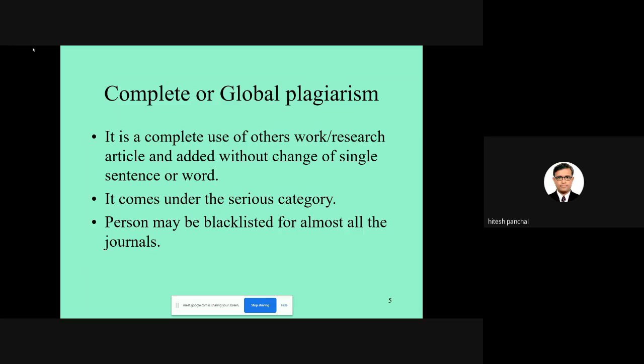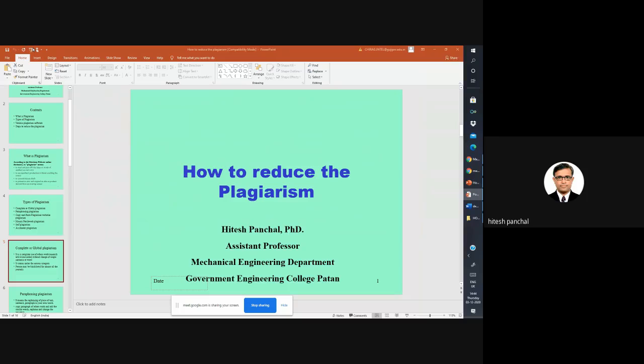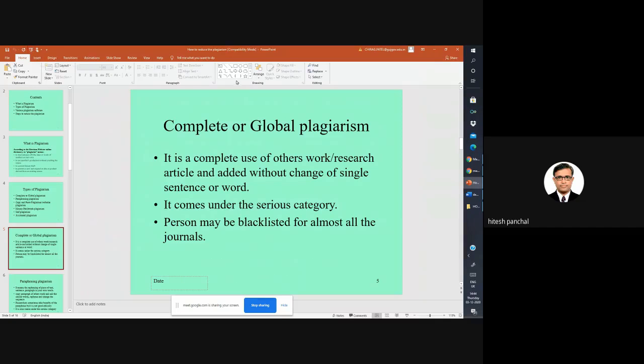So definitely, if your article is already in any kind of elsewhere publication or journal, your article will be rejected. That is why global or complete plagiarism is not good, and ethically it is totally wrong. That is why I am telling you, please do not try such kind of complete or global plagiarism. Now I will show you some examples.